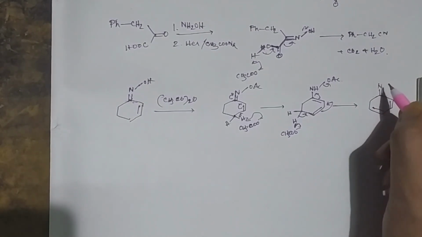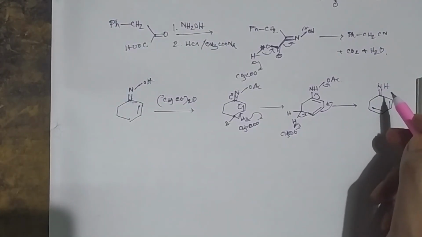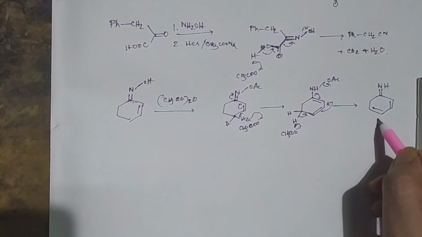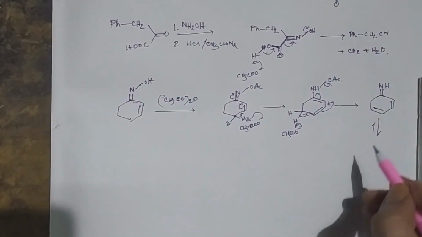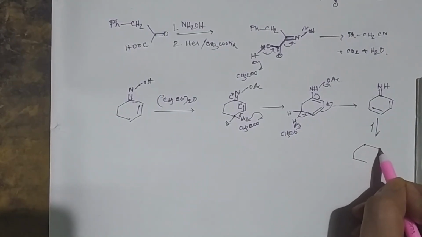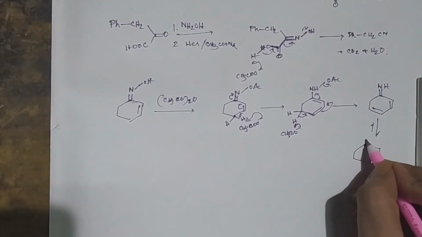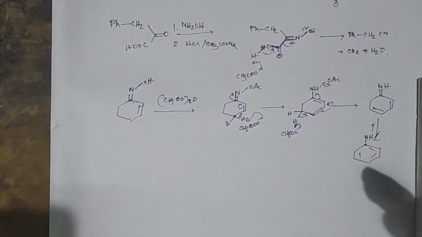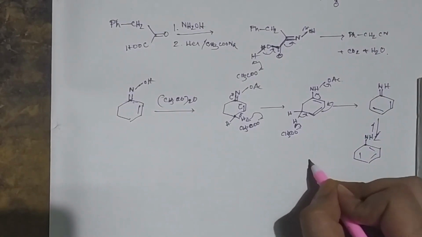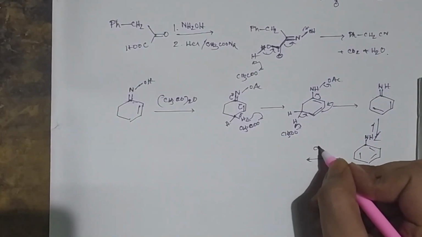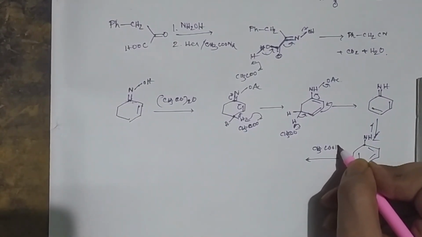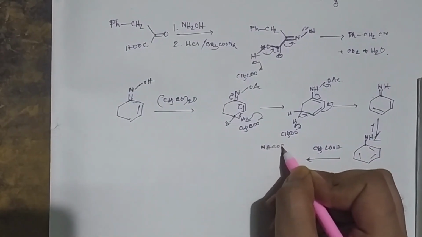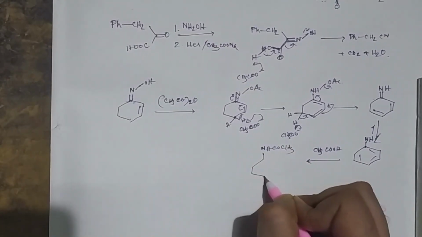Now if you look closely at this structure, it seems to be a tautomerized form of aniline. To get aromatic stabilization, it tautomerizes into a more stable form, which is aniline. After that, you know that in the reaction medium there are acetic anhydride or acetic acid, which acetylates the aniline, and we get acetylated aniline as our final product.